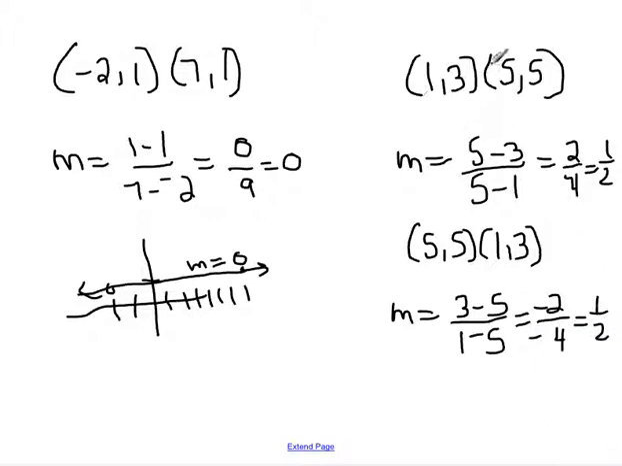So I get the same answer. So you take the 2 points, and you can get a negative over a negative, which results in a positive, or you get a positive over a positive.